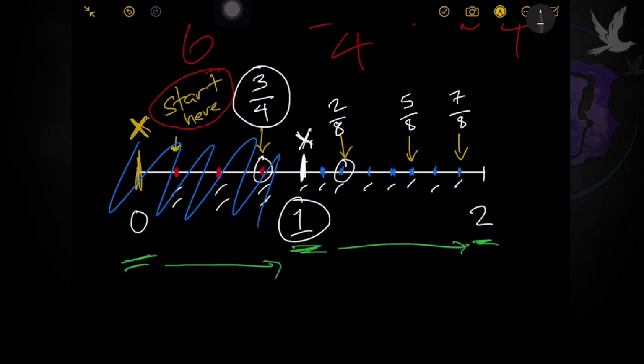So ganyan lang how you answer or identify the value of this given line. Okay, within a line graph. Okay, madali lang, di ba? I hope so.